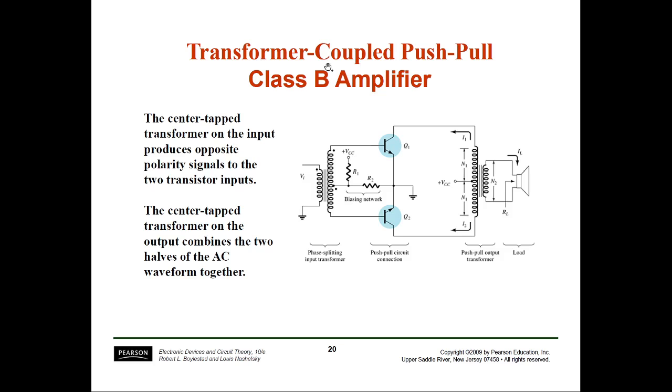Now, the transformer coupled push-pull amplifier. What exactly is meant by push-pull amplifier? We'll see that. Here we are using the NPN transistor Q1 and the PNP transistor Q2. This is the input, which is divided like this. R1 and R2 form the biasing network, which gives the Q point voltage. Both transistors have the arrow pointing outside, indicating PNP transistors.